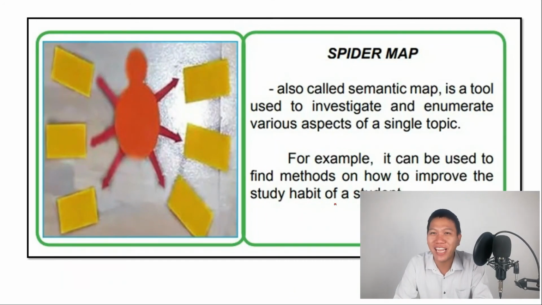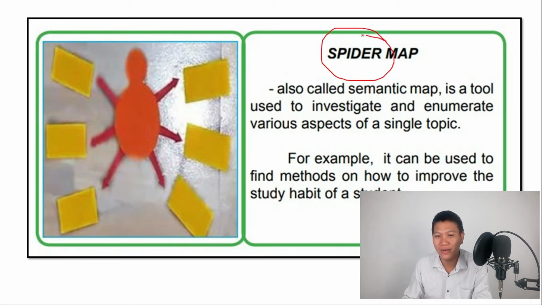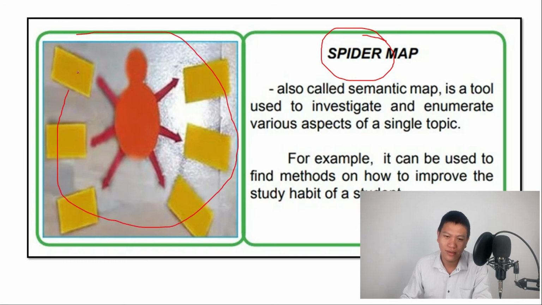Next is the spider map. It's like Spider-Man. It's called a spider map because first and foremost, it looks like a spider. Look at this one. Maybe in this drawing it looks like a turtle, but actually it's a spider. It is also known as a semantic map. It's a tool used to investigate and to enumerate various aspects of a single topic.